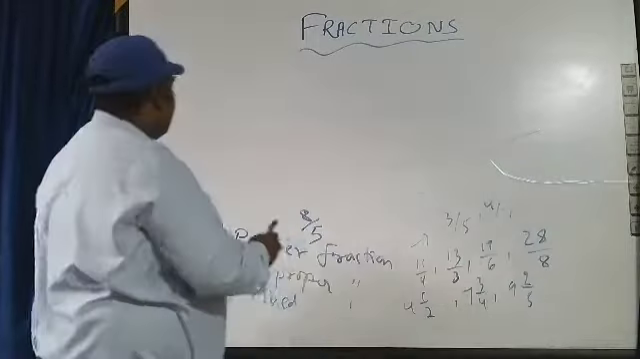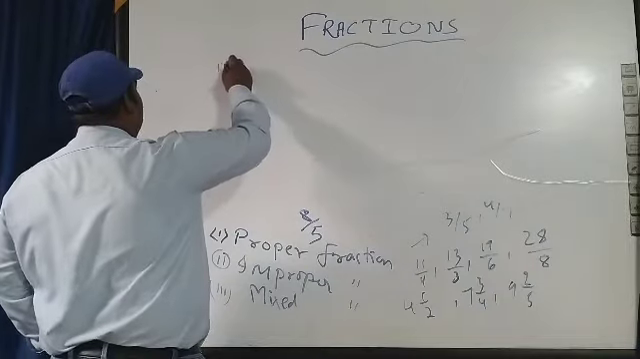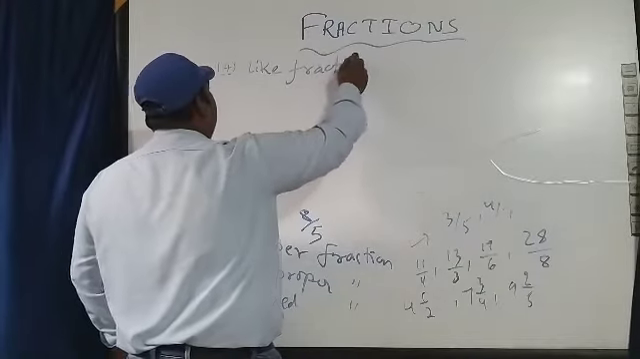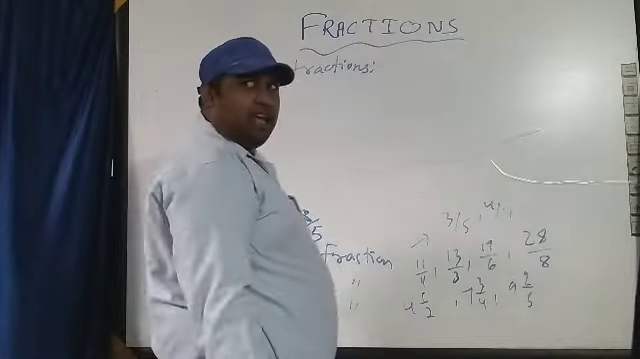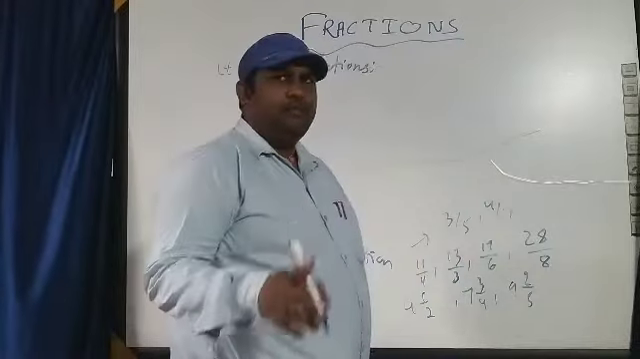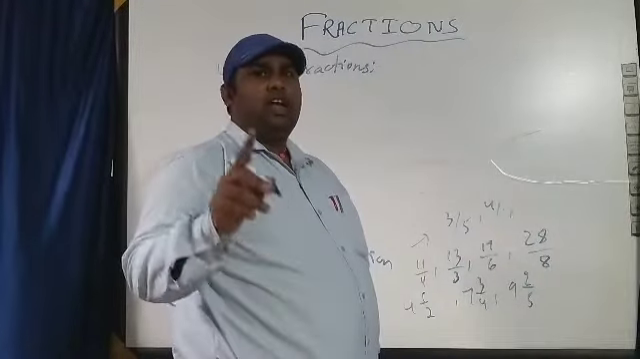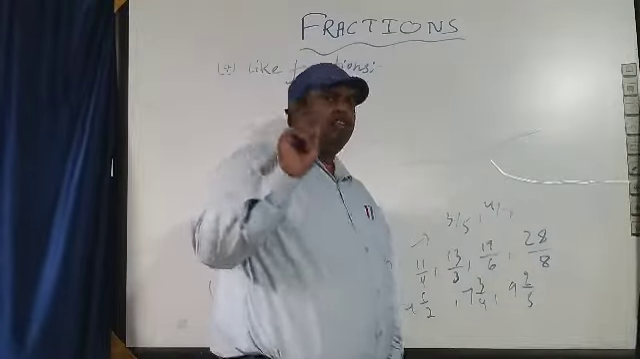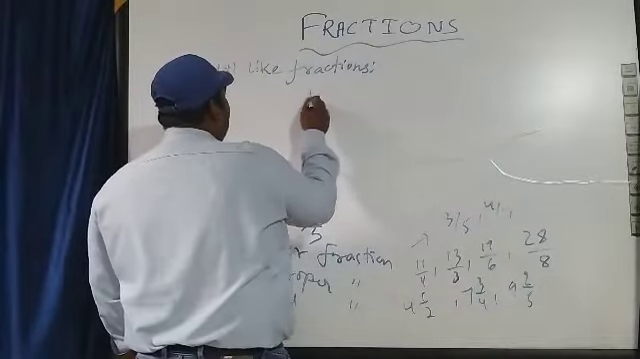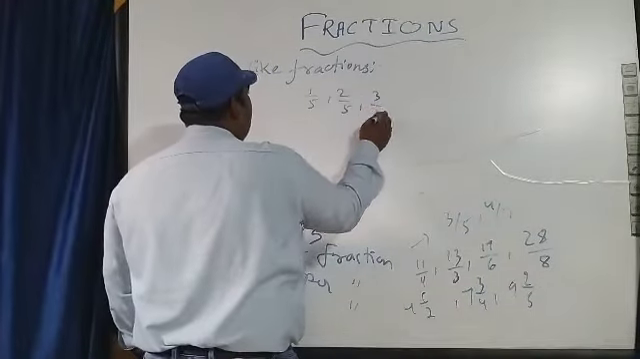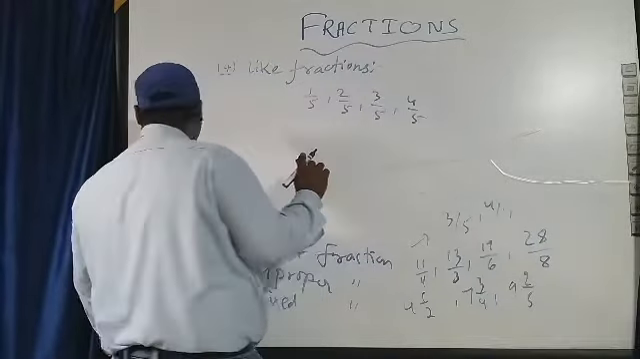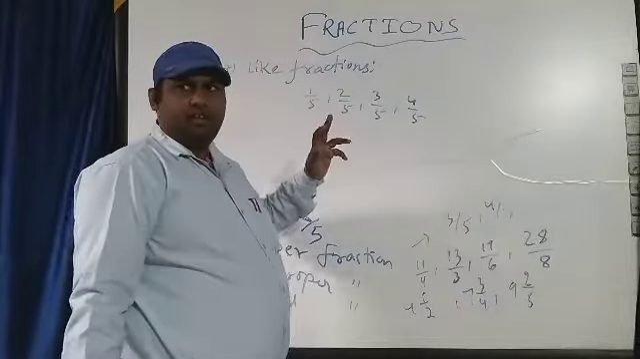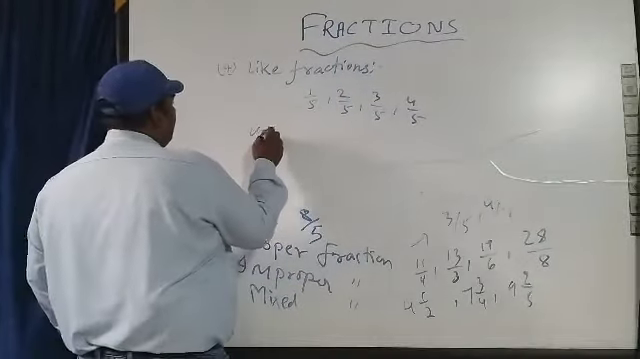Now like fraction. What is a like fraction? A fraction in which all the denominators are the same. Suppose 1 by 5, 2 by 5, 3 by 5, 4 by 5, meaning the denominators are equal, then it is known as a like fraction.